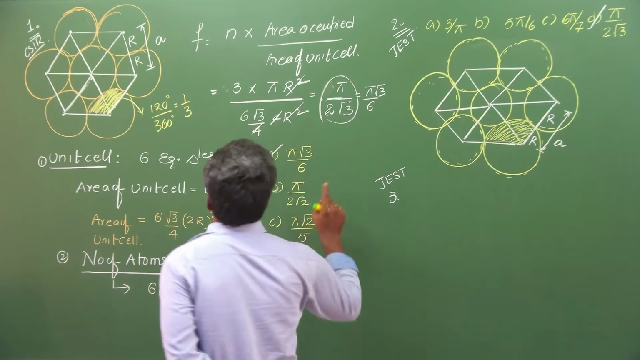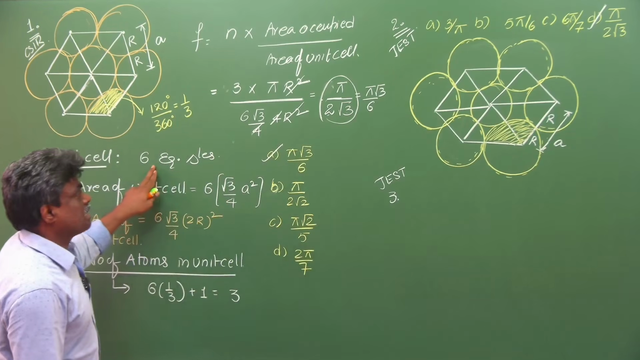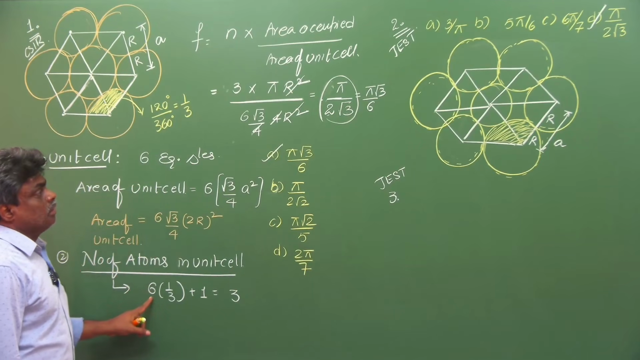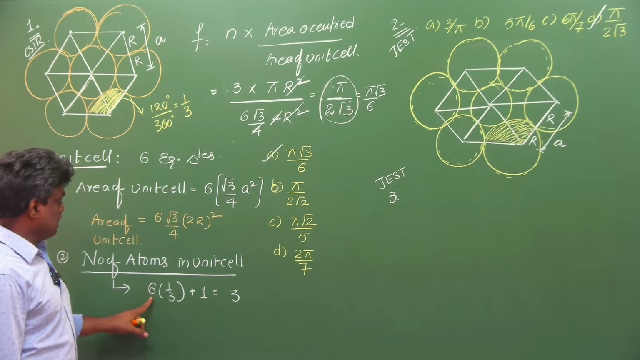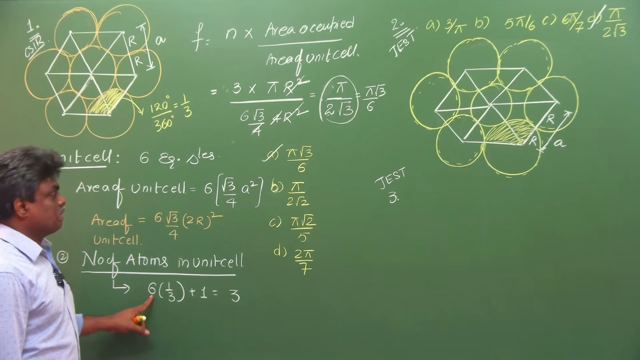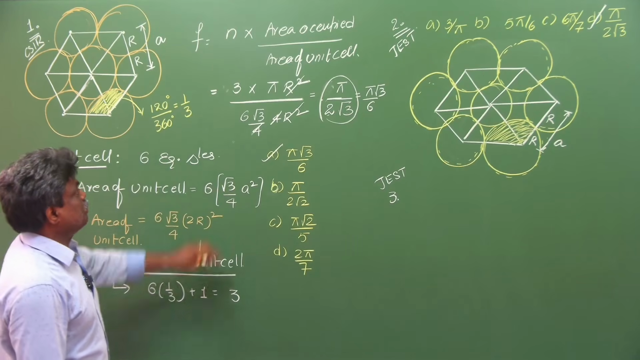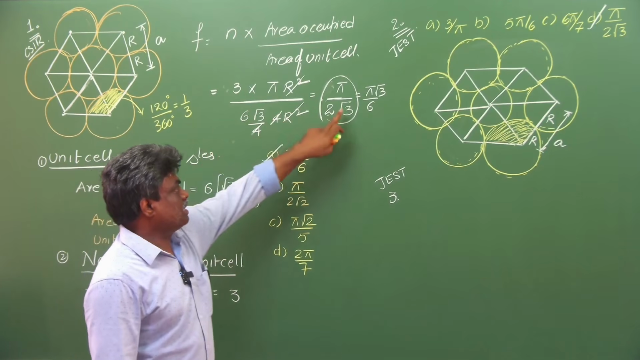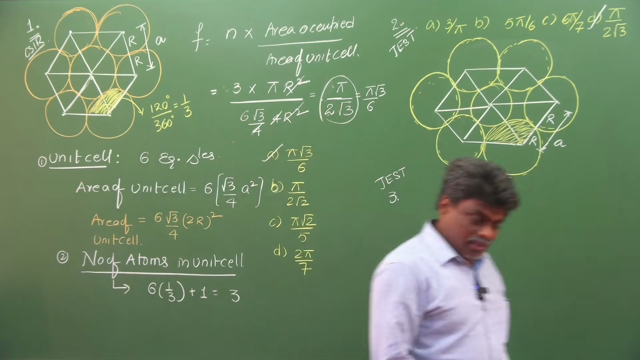The same answer. You got 6 equilateral triangles there also, and the area is this much. For the number of atoms, the angle is 120 by 360, that is 1 by 3, into 6 of them, and the middle one is there, so 3. That's why it is 3 times the area of the disc divided by the area of the unit cell, which is pi by 2 root 3. Over. Now see the twist.